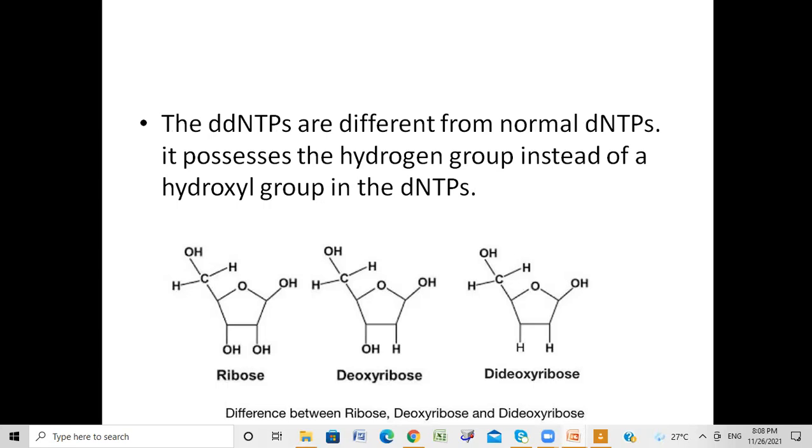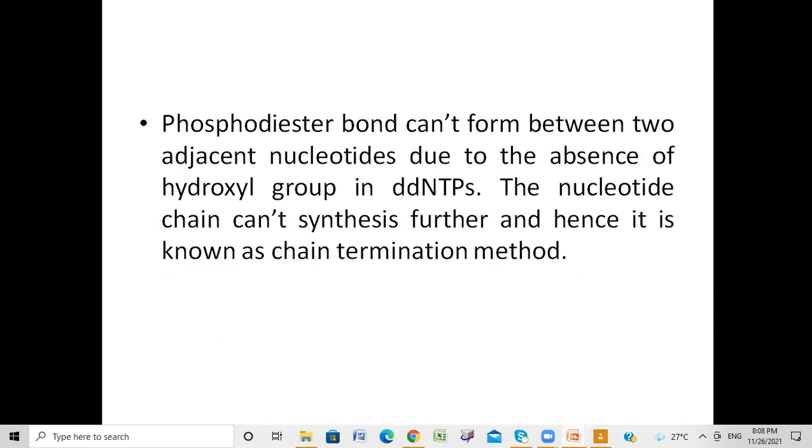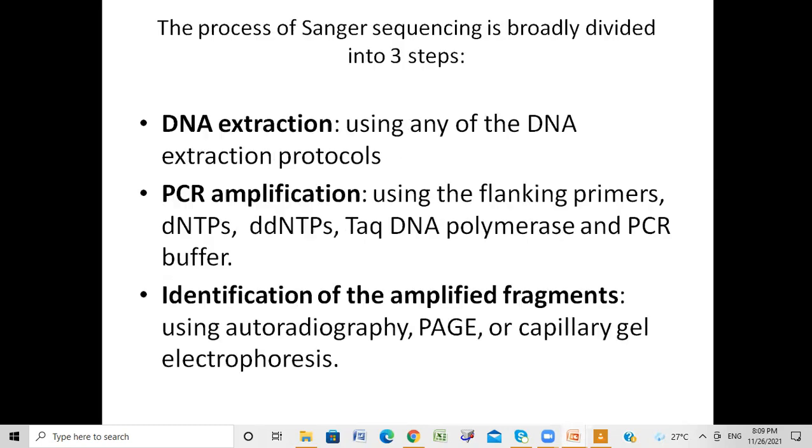So that principle is going to be used in the Sanger method. The phosphodiester bond can't form between two adjacent nucleotides due to the absence of the hydroxyl group in the ddNTPs. So the nucleotide chain can't be synthesized further, and here it is known as the chain termination method. That is the principle used in the Sanger method.